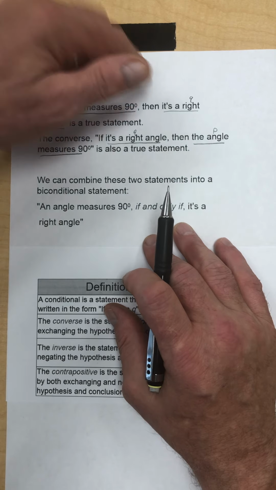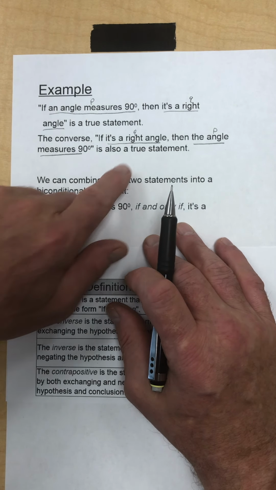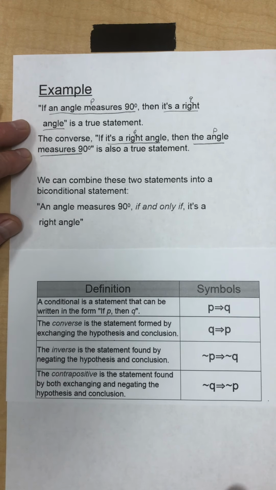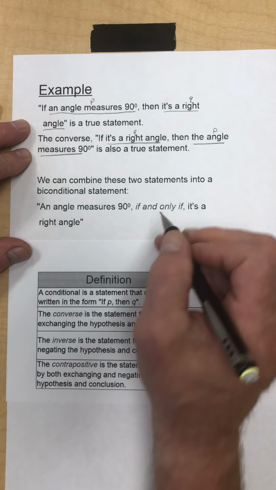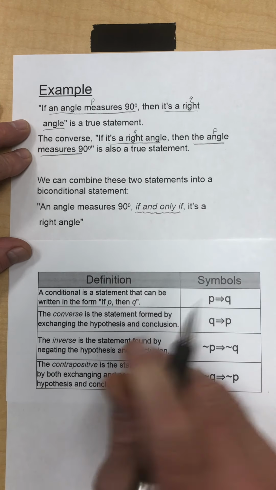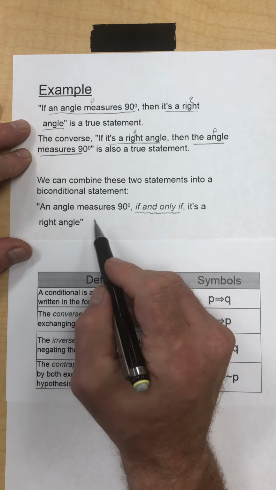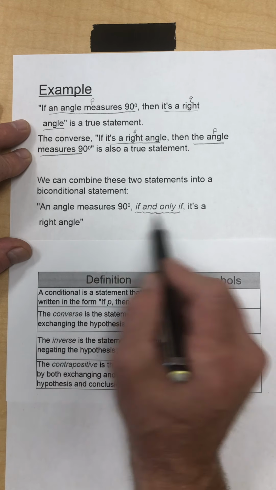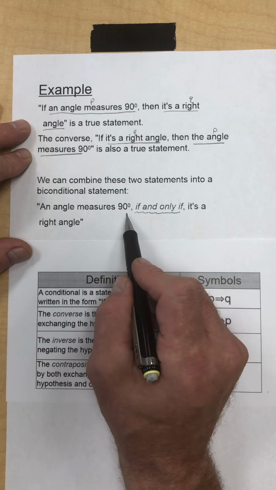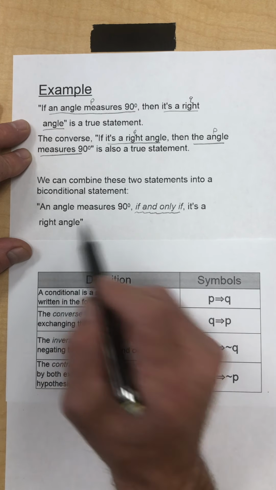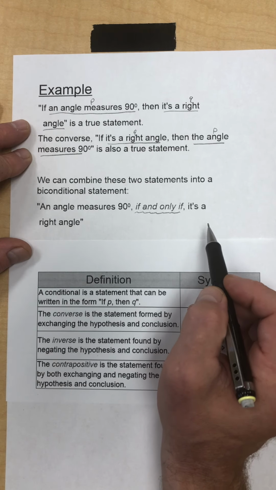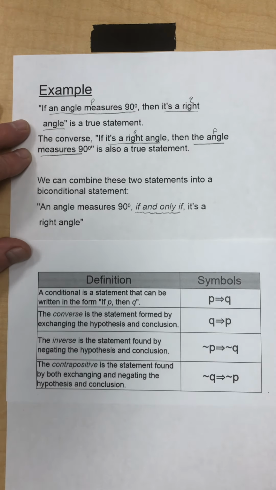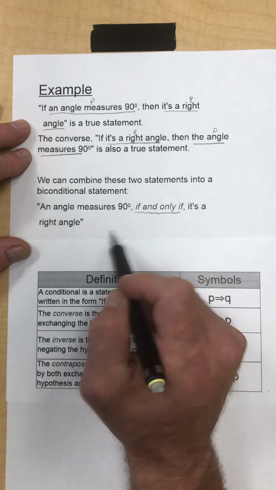Now both of these are true statements. If an angle measures 90 degrees, it's definitely a right angle. That's true. And if it's a right angle, then it has to measure 90 degrees. That's true as well. So we can combine these two statements into the biconditional statement using this. When you do that, it doesn't make any difference whether P comes first or Q comes first, because we can read it forward and backwards. So an angle measures 90 degrees if and only if it's a right angle. Or you could read it backwards: it's a right angle if and only if the angle measures 90 degrees.